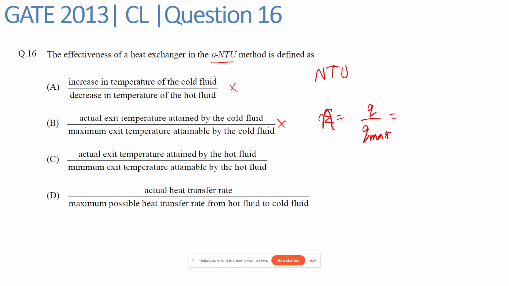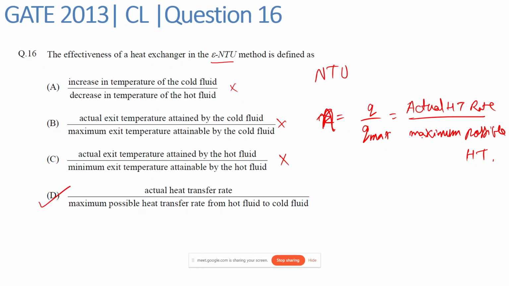So as discussed, we had to find the heat exchanger effectiveness by the NTU method. We straight away define this effectiveness in the NTU method as Q upon Qmax, where Q is the actual heat transfer rate and Qmax is the maximum possible heat transfer. From the given options, we can rule out the first three options, and the fourth option is correct according to our definition, that is actual heat transfer rate upon maximum possible heat transfer rate from the hot fluid to the cold fluid.